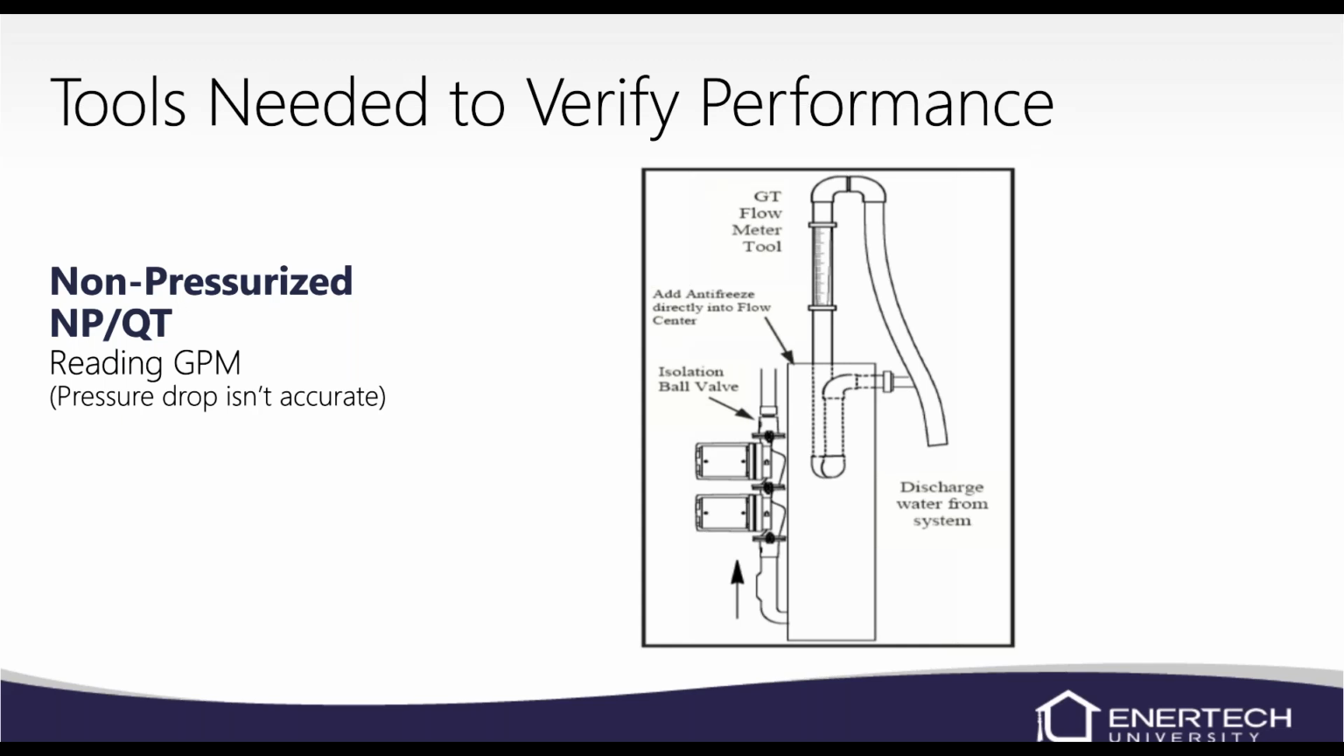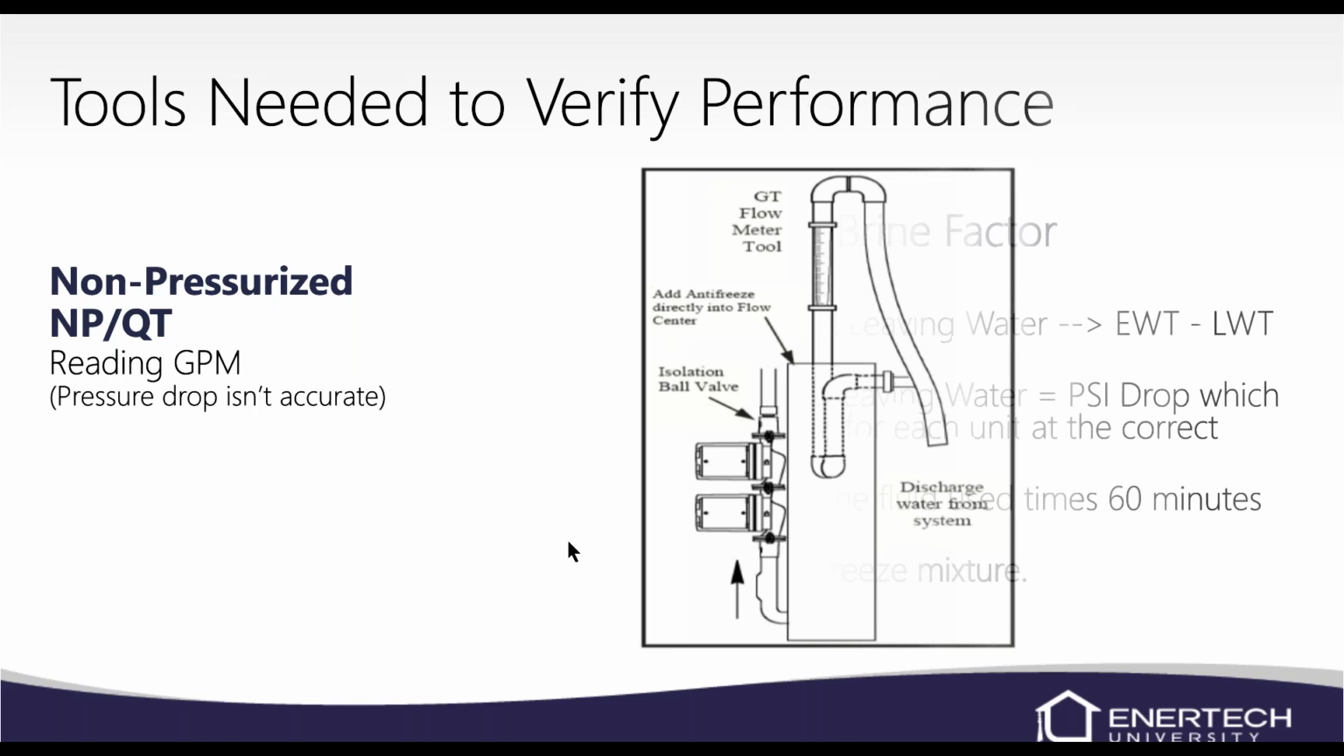With the newer NP series non-pressurized flow centers from GeoFlow, we can usually get pressure drop on those. They're usually accurate now. We have the QT, the older white cabinet non-pressurized flow center, and that is not accurate on pressure drop. It will kind of let us know that we have water flow, just not really what the water flow is.